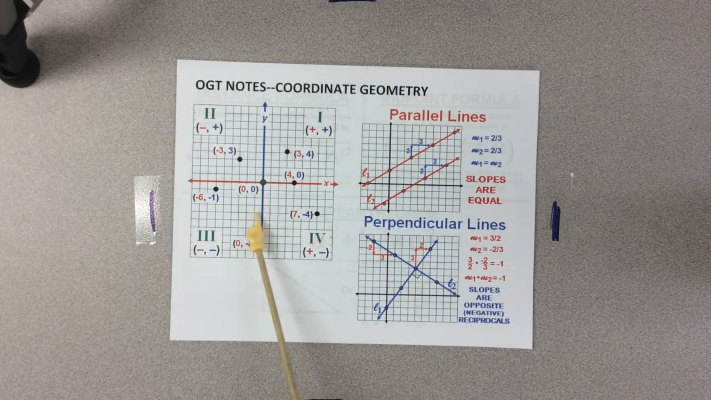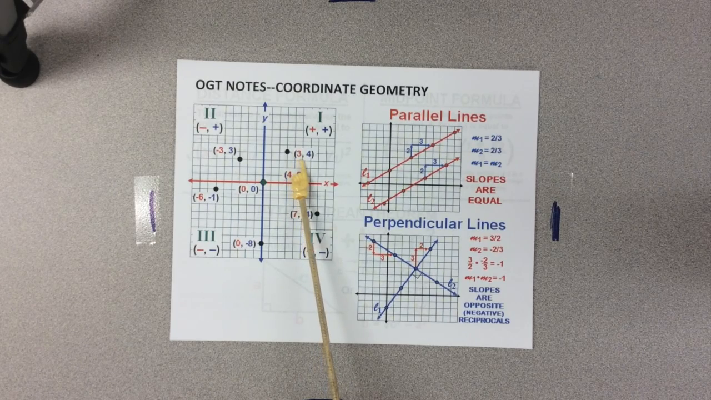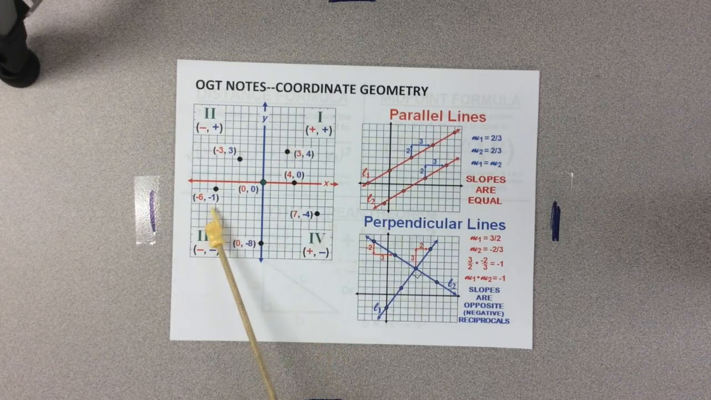So remember, when you name a point, it's an x, y coordinate pair. So the x is first. So this is the point (3, 4), which means to the right 3 on the x and up 4 on the y. Here, for example, is the point (-6, -1), which means on the x-axis we go left 6 because it's negative, and down 1 on the y because it's negative.